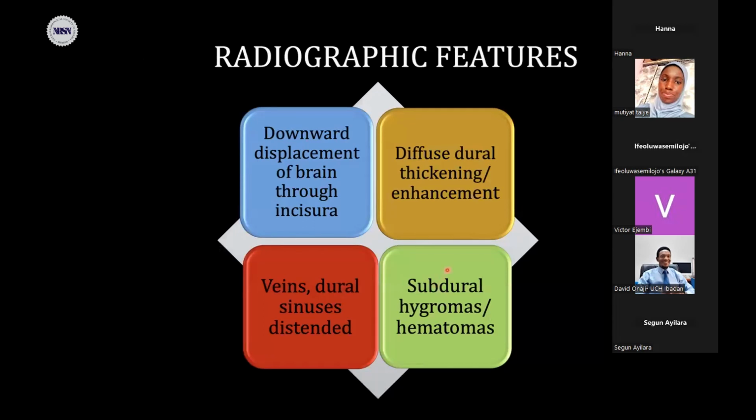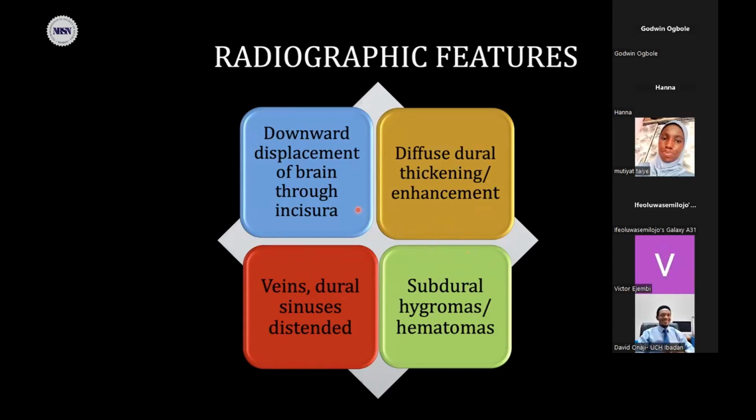So what are some of the radiographic features that these patients will present with? That said, it's important for us to get this concept so that we do not miss the patients that we report on. So by virtue of the loss of CSF, there's going to be downward displacement of the brain through the incisura.